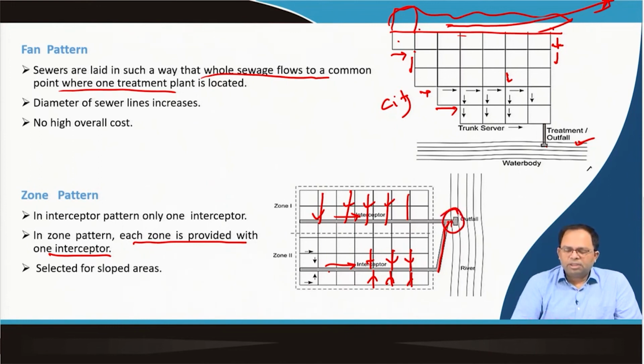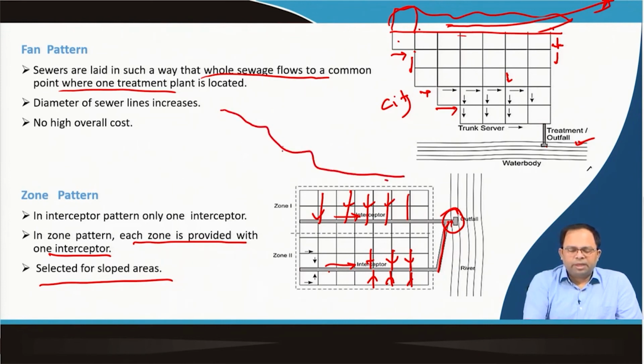Where will we use this kind of a system? This kind of a system is utilized where there are sloped areas, that means a mountainous area. There may be a settlement over here, then there could be a settlement in this part of the slope. So, we can have one zone over here, another zone over here. We have one interceptor for this zone, another interceptor for this zone, and these are connected, and eventually it is taken out. This is how the zone pattern works.